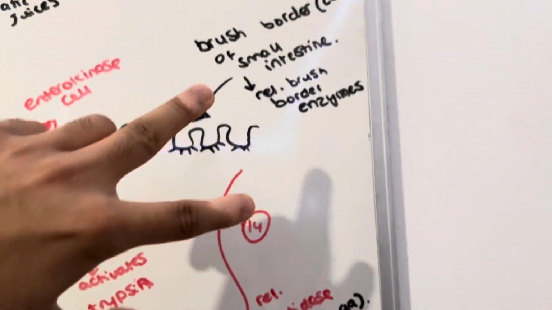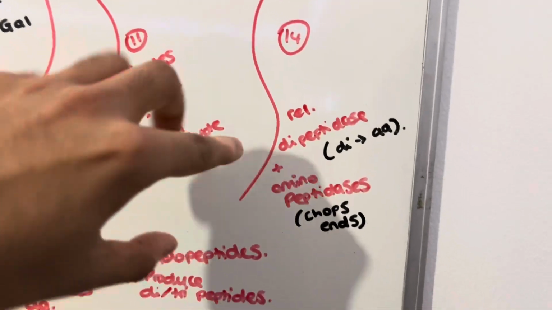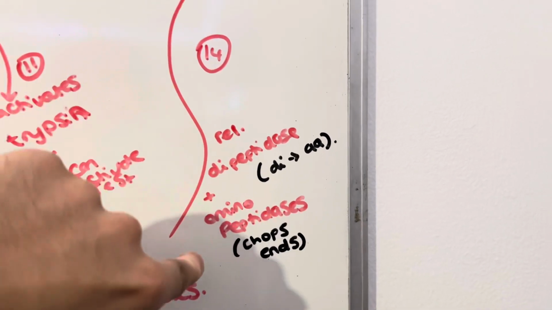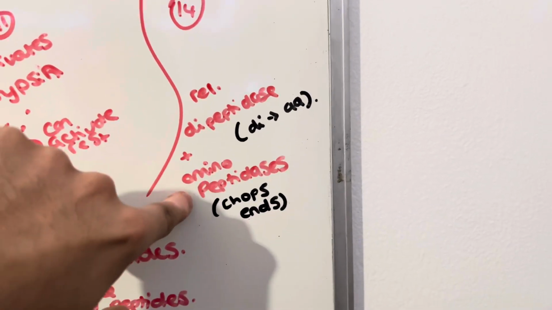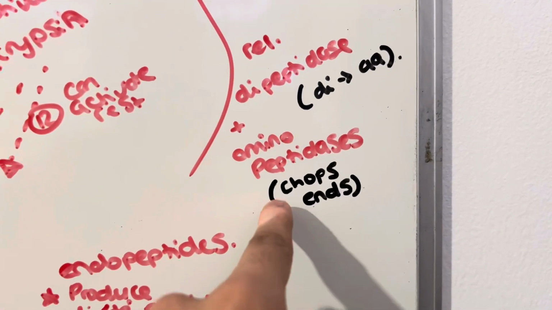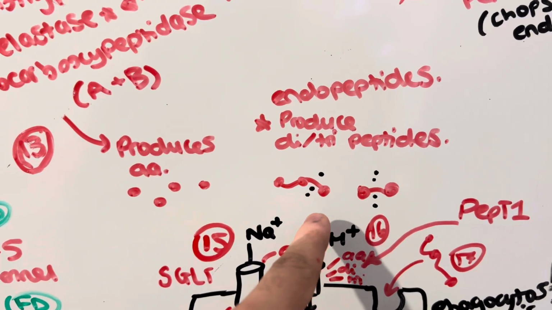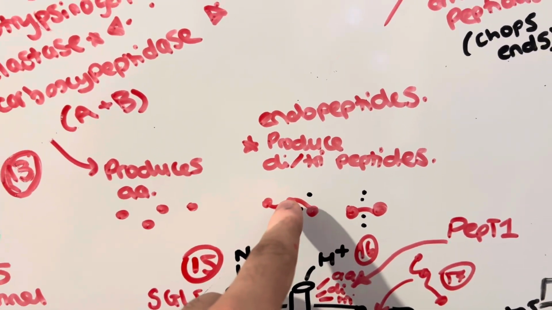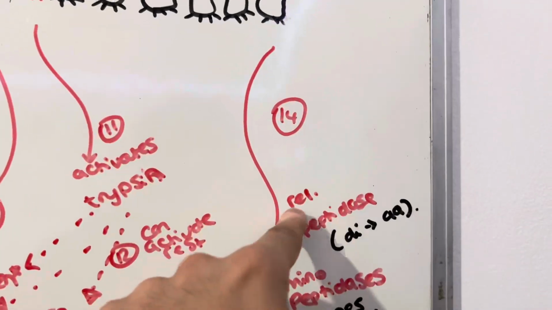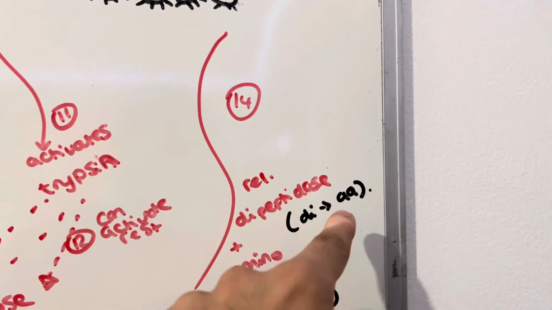So the brush border releases the brush border enzymes. In this context, we've got our dipeptidase and our aminopeptidase. So our aminopeptidase just chops the ends. So let's look at this in the context of a tripeptide over here. If we cut the end off, we've got one amino acid here, and we've got a dipeptide here, which is good because then our dipeptidase gets to work, and that cuts the dipeptides into amino acids.